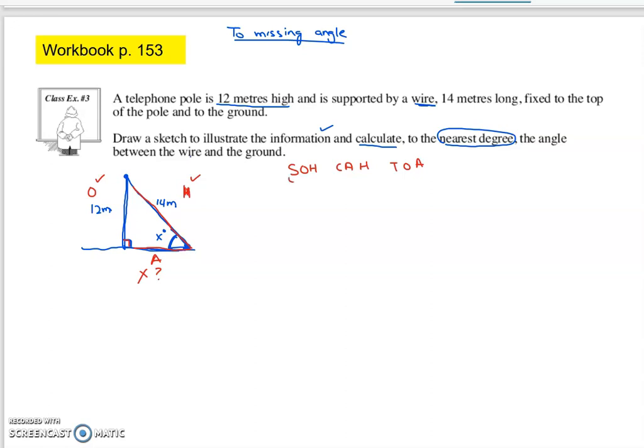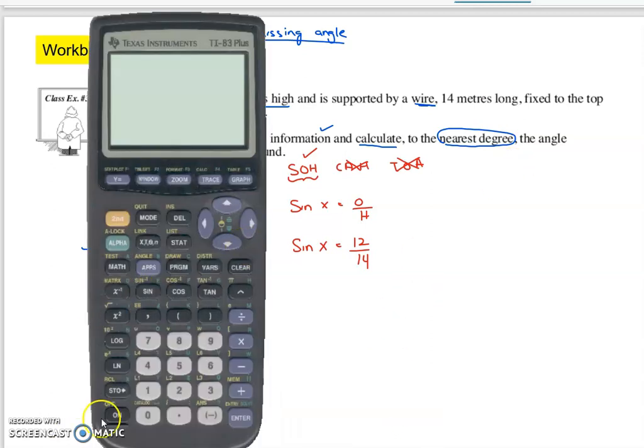So the identity that works with both of them is sine. Not cos because it has adjacent in it, and not tan, again, because it has adjacent in it. So when I set up this sine ratio, it would be sine of an angle X equals opposite, which is 12 over 14. I could find out what this decimal is, but I'm going to leave it like this for now. The problem is that I have my setup and I could find out what 12 over 14 is. It'll be some decimal number.